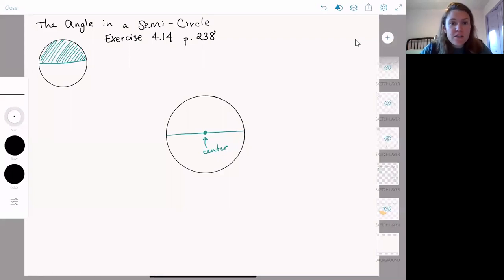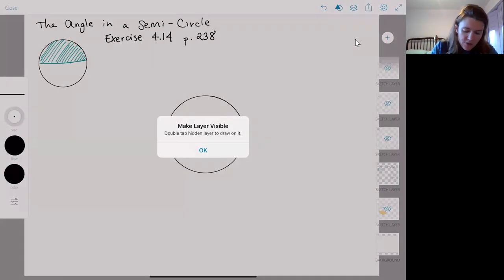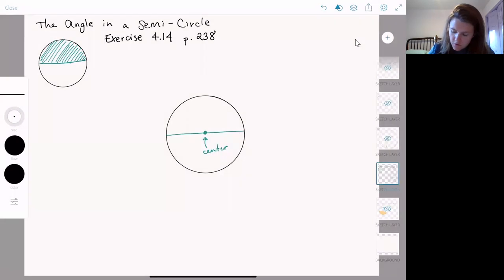So the first part of today's lesson, we're going to be looking at the angle in a semicircle. So just in case you're not aware, the semicircle is just another word for the half circle. Okay, so if we have a line that passes through our center, it's a diameter, of course.